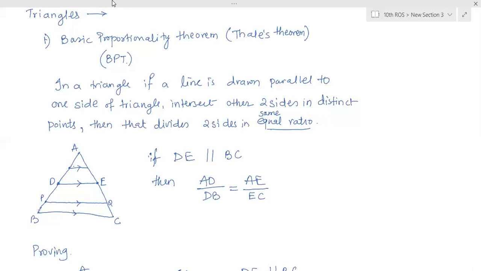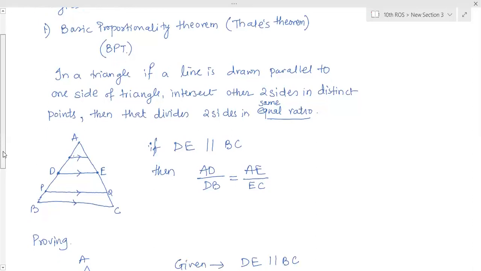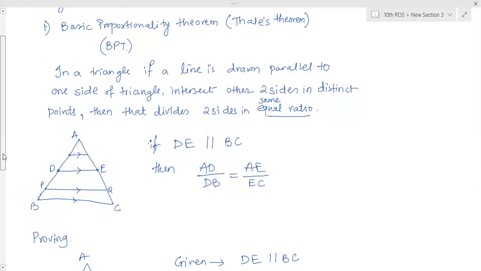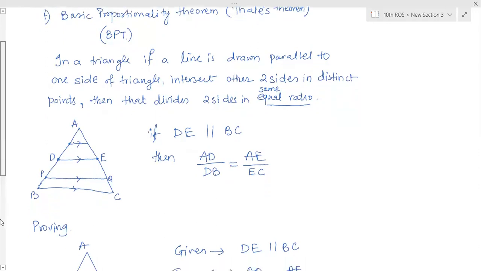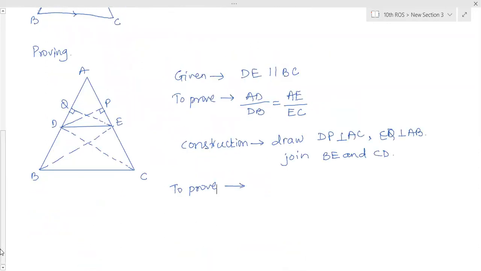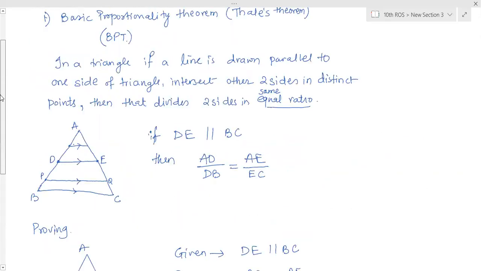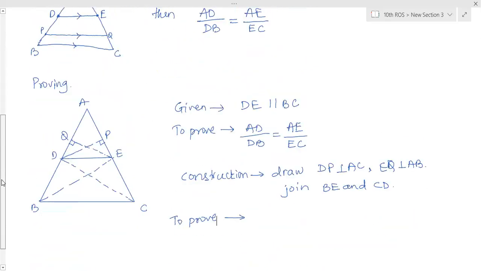Done. Have you written the statement of BPT, have you written? Are you able to hear me? Yes, ma'am. Statement done now? Ma'am, your voice is breaking. I couldn't hear you. Have you written the statement? Yes, ma'am.